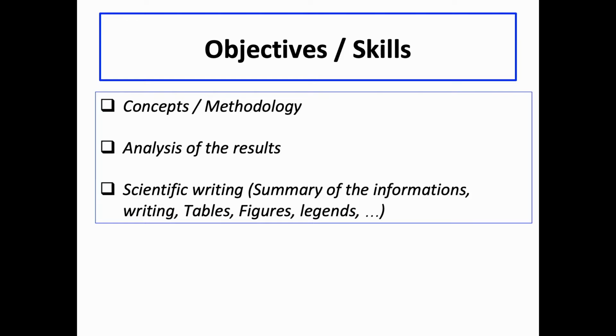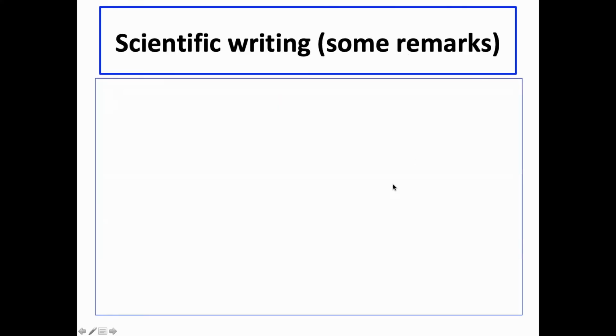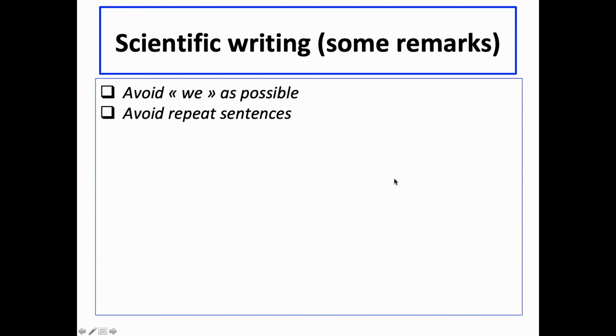And then the third aim of the class is to show you how to write in science: how to summarize all of the information, how to write, for instance, how to make the tables, the figures, and how to add your legends. Is it okay for everyone?